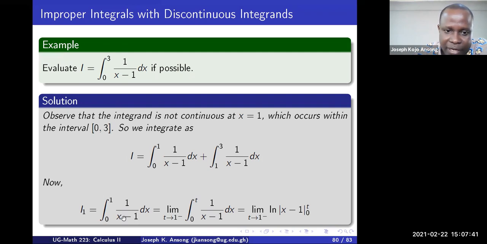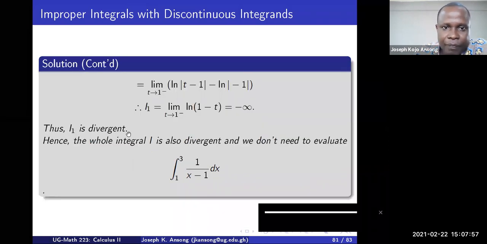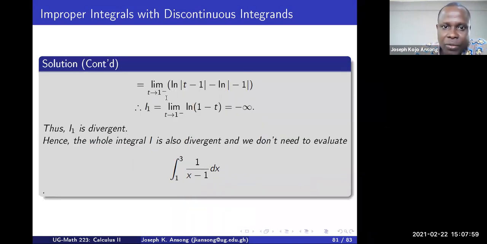For this first case, I replace 1 with a variable called t, integrate this, and then find the limit as t approaches 1 from the left. When you do that, the integral of this is just ln|x minus 1| from 0 to 1. So I'm going to have a limit as t approaches 1 of this. Know that ln of the absolute value of -1 is ln 1, which is 0. So this goes to 0.